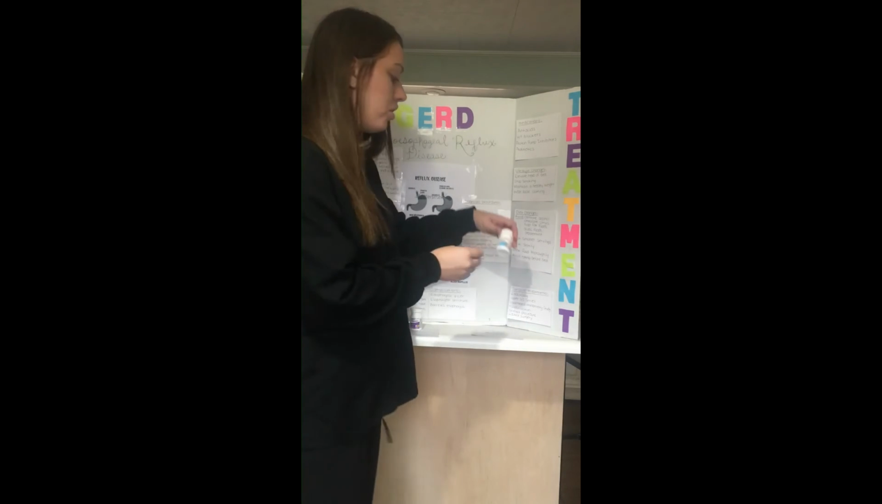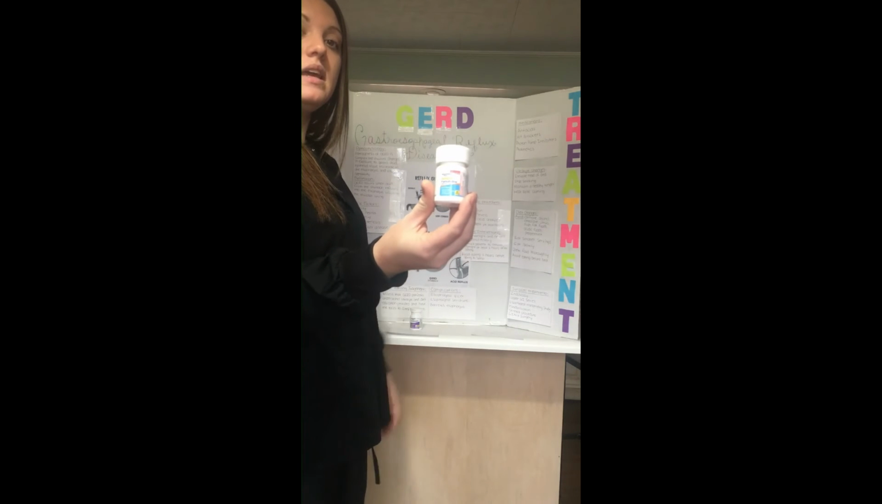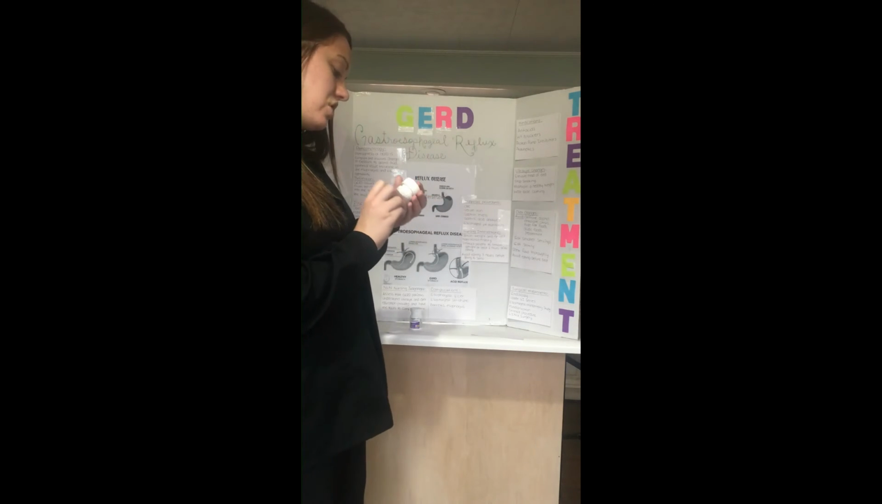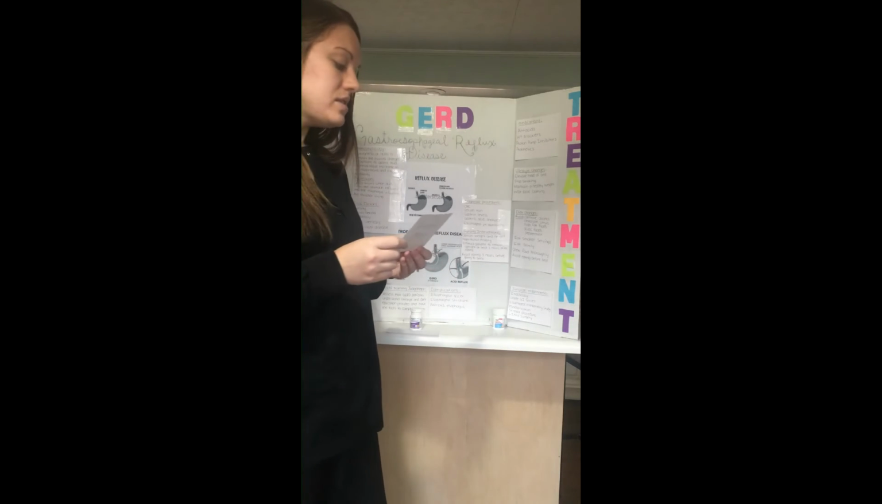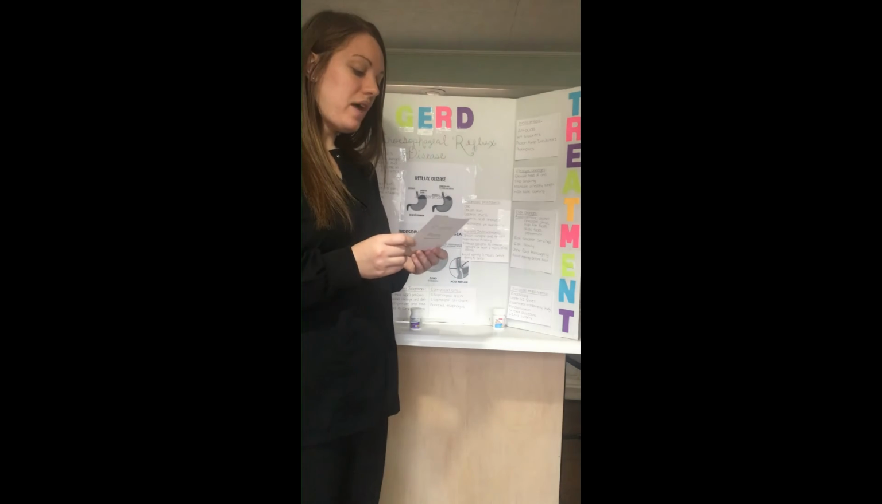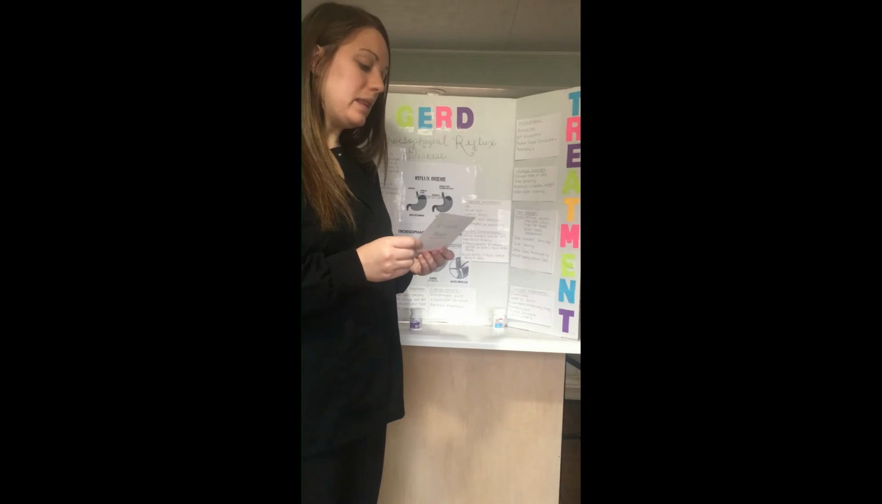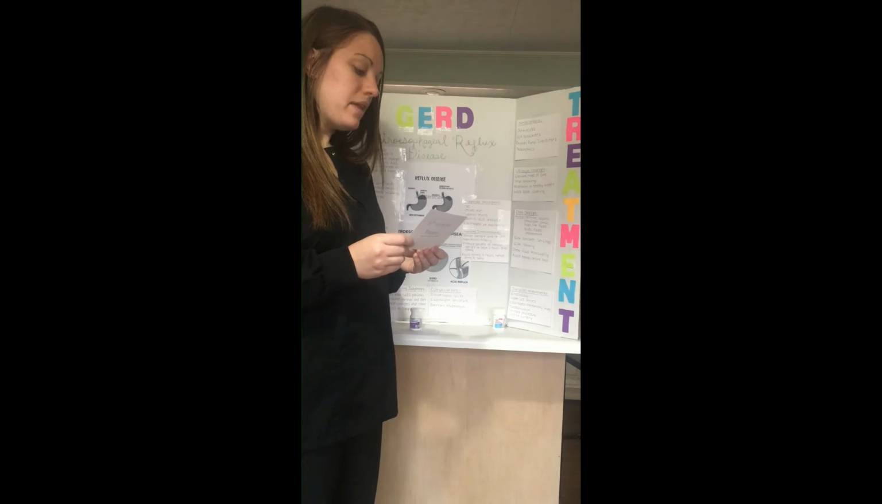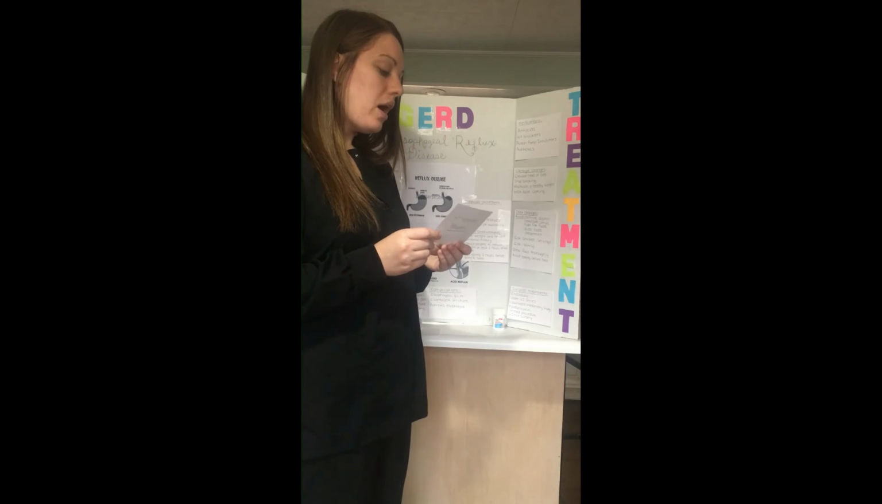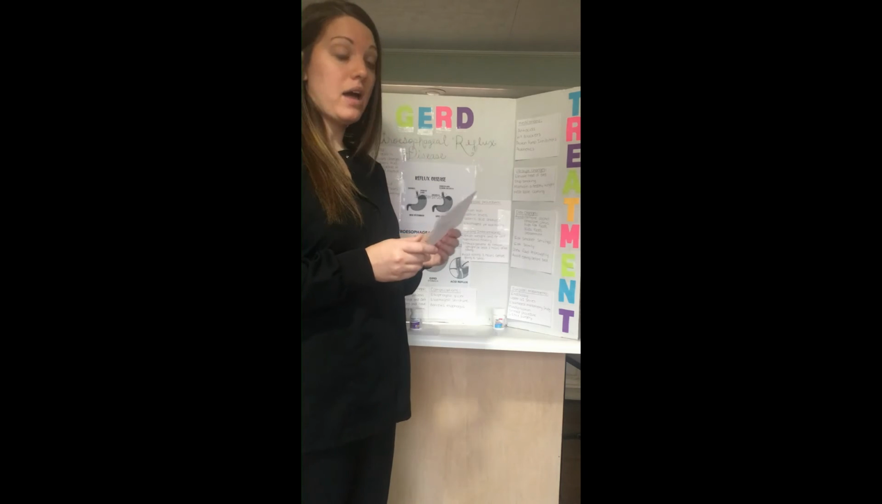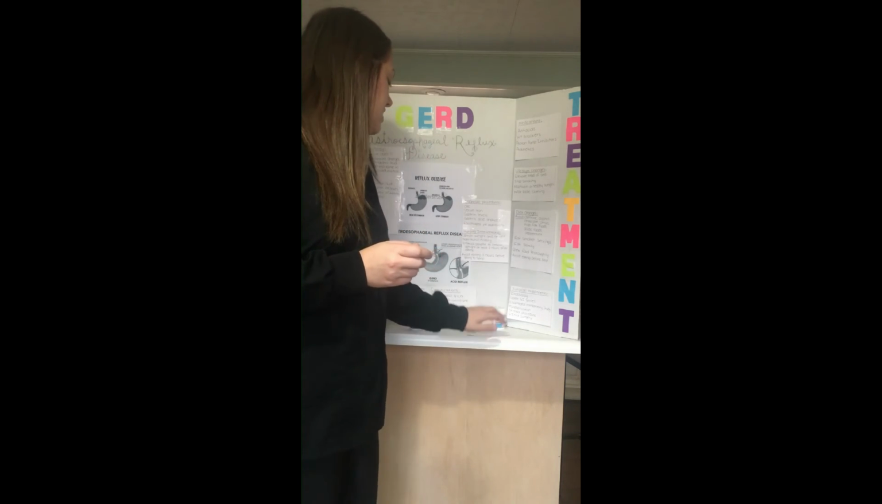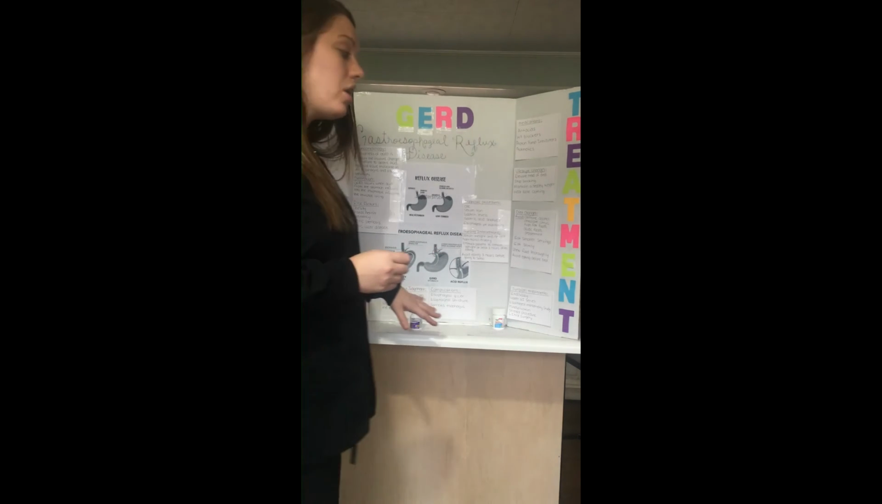H2 receptor blockers. This is Pepcid. It's a daily medication as well. It's over the counter. H2 blockers block the H2 receptor of acid-producing parietal cells, making them less responsive to the stimulation of gastrin. Contraindications to H2 blockers are renal impairment, hepatic impairment, and allergy. These three medications are over the counter.